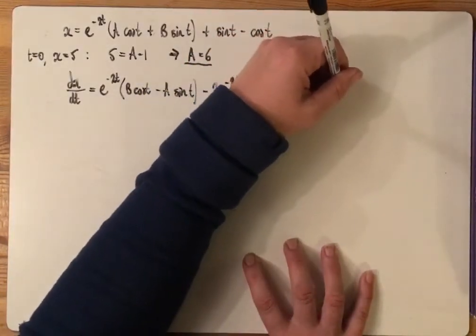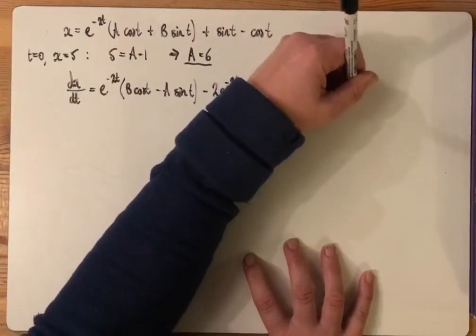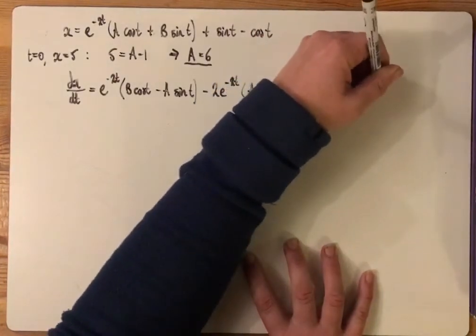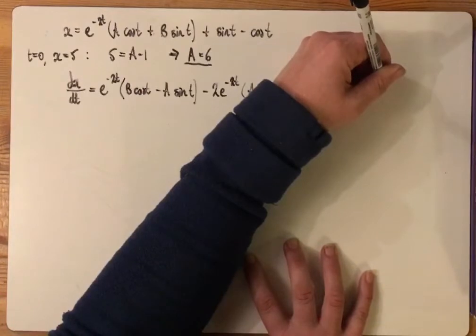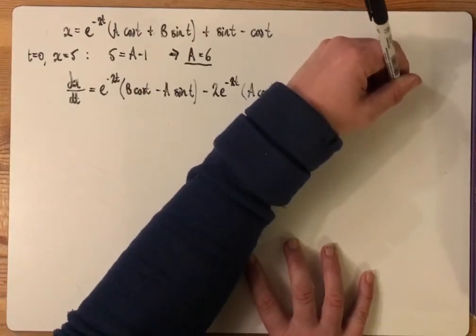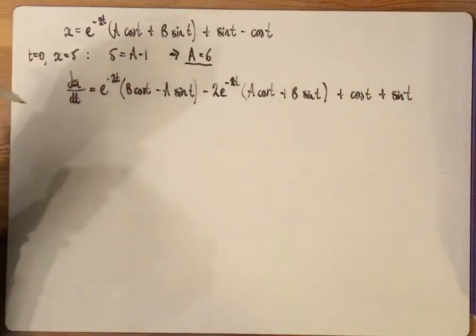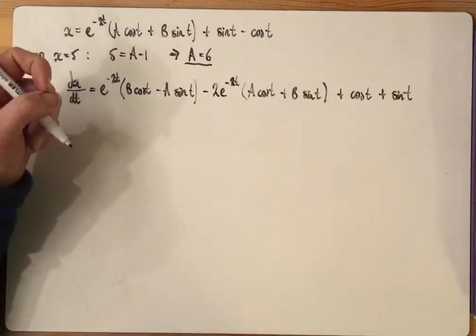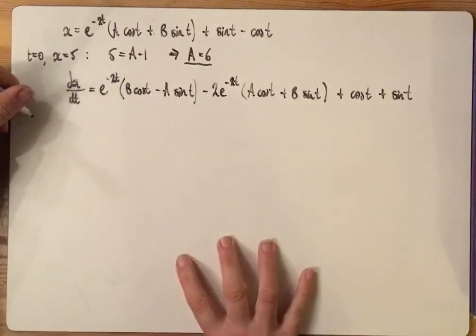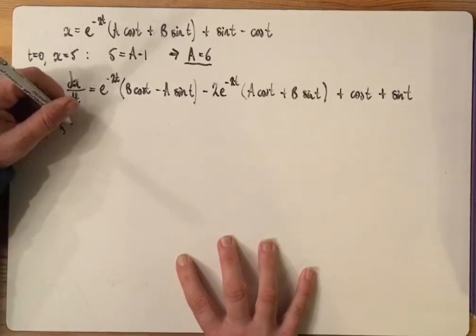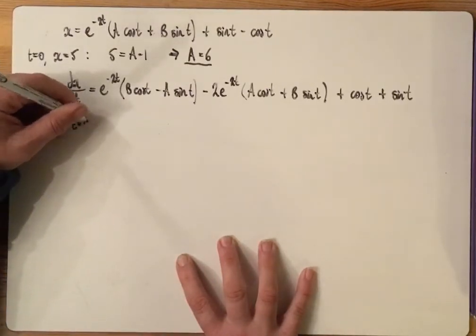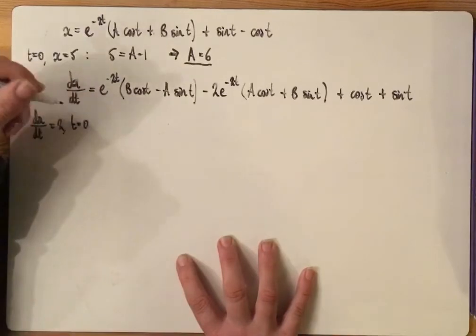And I'm differentiating this as well, so it's plus cos t, and minus cos t will go to plus sine t. So you sort of can expect a bit of product rule differentiation in here. I'm sure you've discovered that already. And we know that dx/dt equals 2 when t is equal to 0.